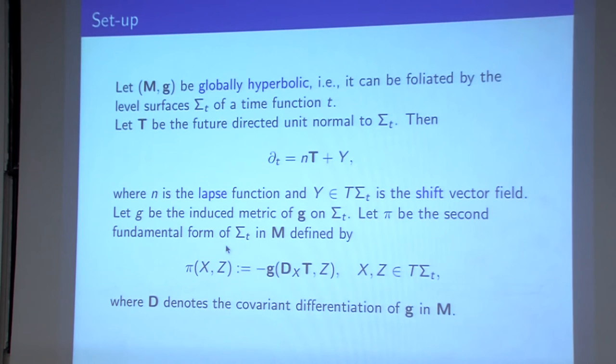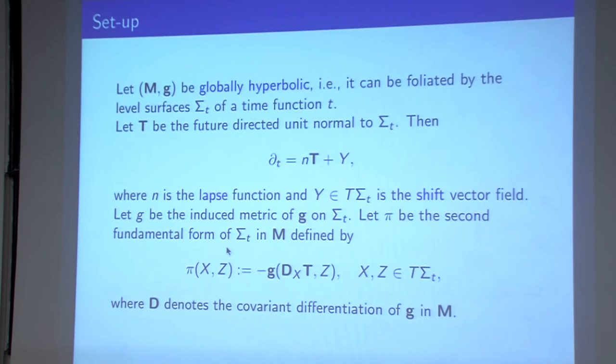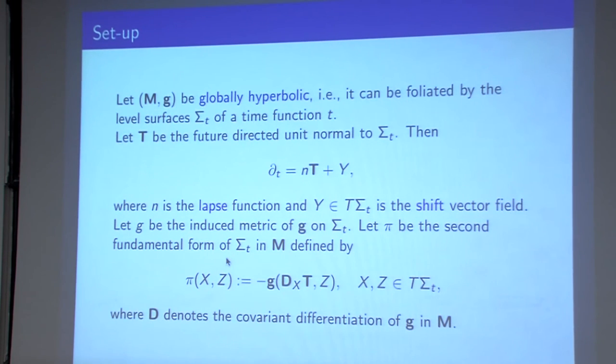So now I start to give the setup, and I'm not sure how much detail I can give. It could be very long. Let's sort of restart again. We consider (M, g) to be a globally hyperbolic spacetime, which means it can be foliated by level sets Sigma_t of the time function t, and we decompose partial t in terms of the future-directed unit normal to Sigma_t. In this way, you can introduce n, which is the lapse function, and a shift vector field, which is tangent to Sigma_t.